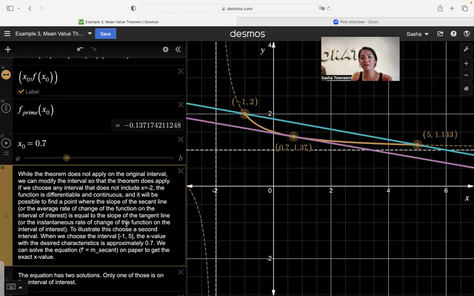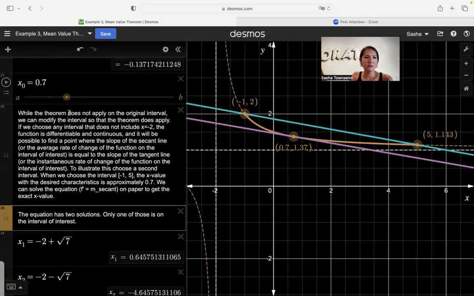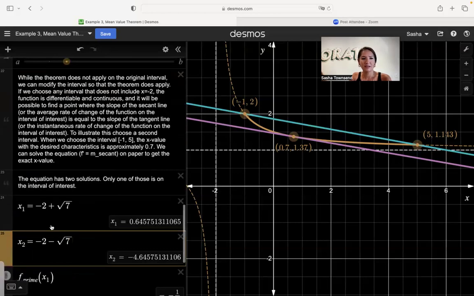Say, well, how can I find that without just moving sliders around and eyeballing it? Isn't there a better way? Well, of course, we could just take the equation for f prime, set it equal to the slope of the secant line, and then compute the x value. So we'll do that. I've already done that here. I've got the x values on our graph, but we'll do that by hand. We'll confirm that that's the answer, and then we'll substitute into the Desmos to confirm our answer visually.